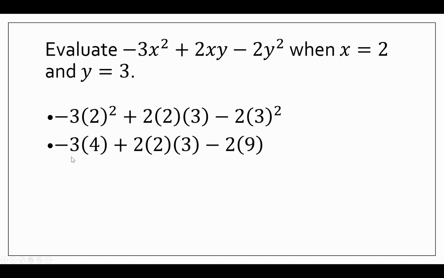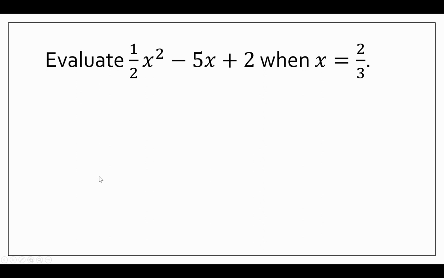Then we can do multiplication, that's the MD, multiplication and division. We go from left to right, so we have negative 3 times 4, and then we have 2 times 2 times 3, and then we have negative 2 times 9. We wind up with negative 12 plus 12 minus 18, and we can solve this going again left to right. Negative 12 plus 12 is 0, minus 18 gives us negative 18. Hopefully you are seeing this, or you have seen this before.